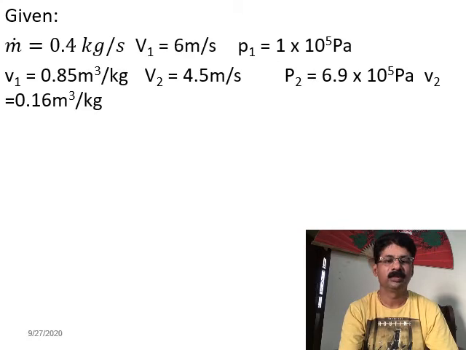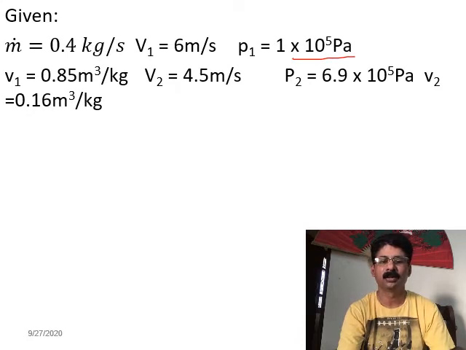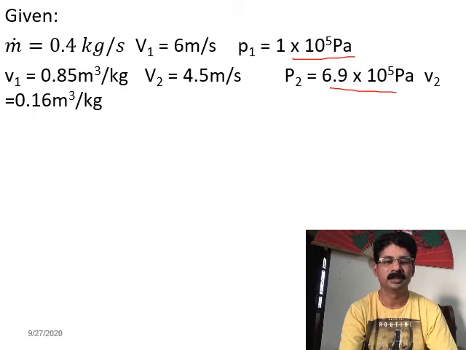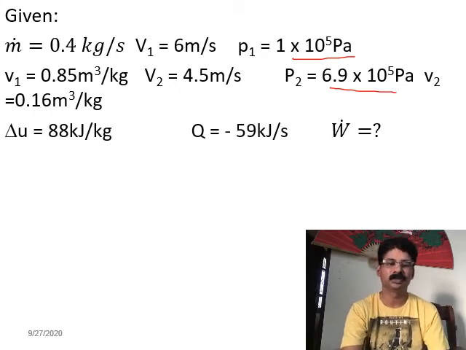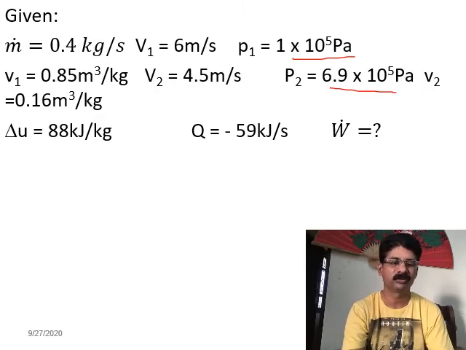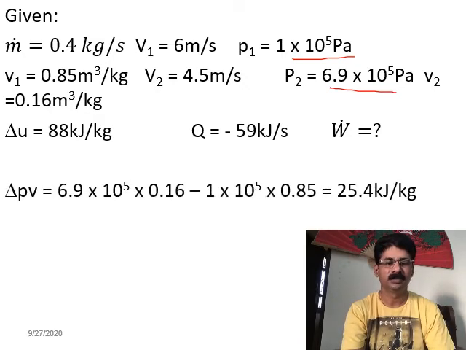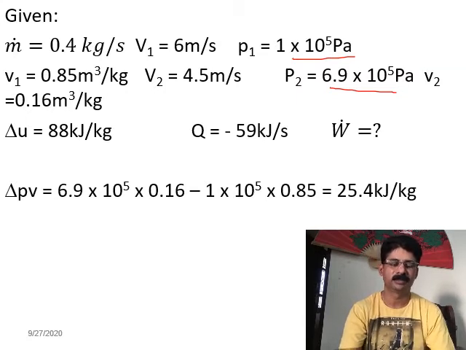Okay, m dot, v1, P1. Since pressure is given in bar, you have to convert that into Pascal, also P2. Then small v1, small v2 are as they are. So delta u is given, Q dot is minus 59, and W dot you have to find out. Directly use the steady flow energy equation in the rate form, that is on per unit time basis. Let us find out the delta PV first.